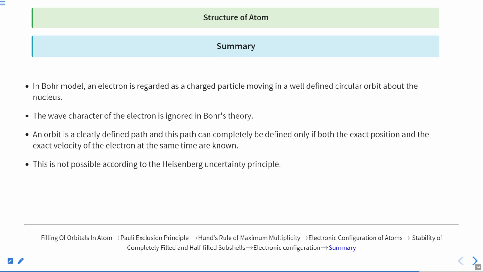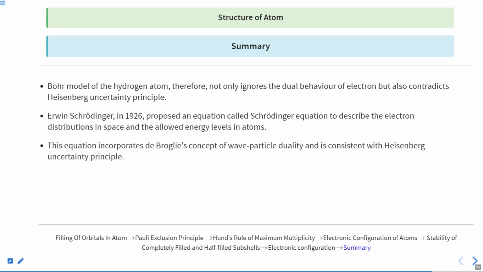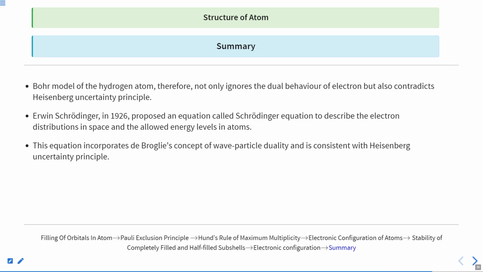Now in the Bohr model, an electron is regarded as a charged particle moving in a well-defined circular orbit. The wave character of the electron is ignored in the Bohr theory. And an orbit is a clearly defined path, and this path can be absolutely defined only if both the position and the velocity of the electron at the same time are known. Clear? Got it? Now the Bohr model not only ignores the dual behavior of the electron, but also it contradicts the Heisenberg uncertainty principle.